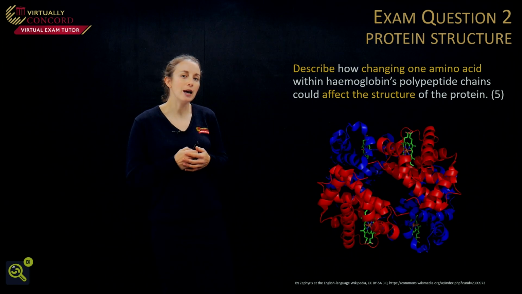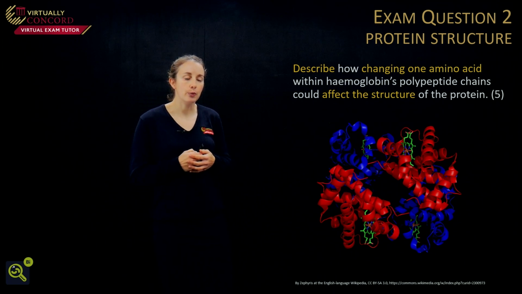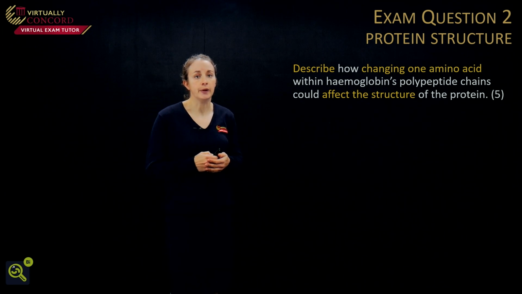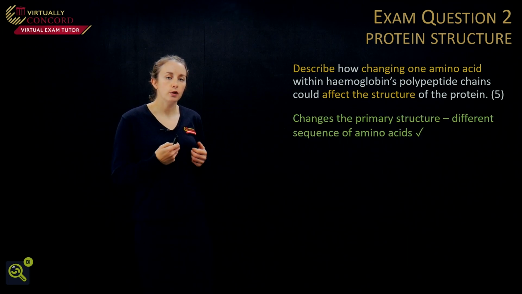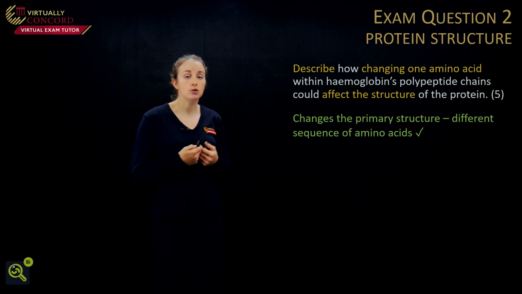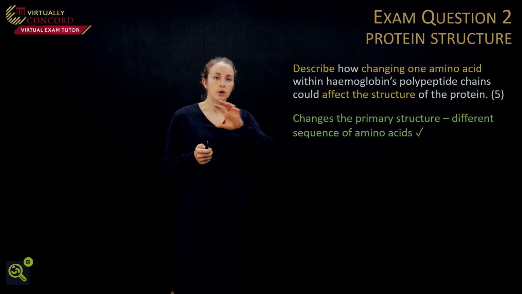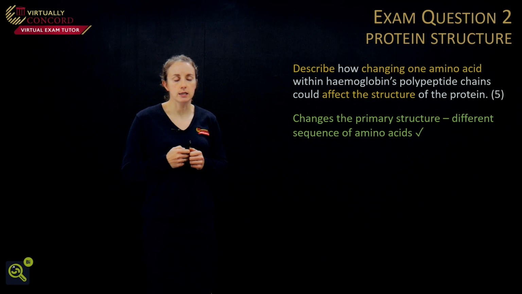So it does give you that little bit of a clue that here we have a protein that has a quaternary structure, which is all you really need to know to answer this question. So if we start at the beginning on the mark scheme, if you change one of your amino acids, you alter your primary structure of your protein, which means you change your sequence of amino acids.